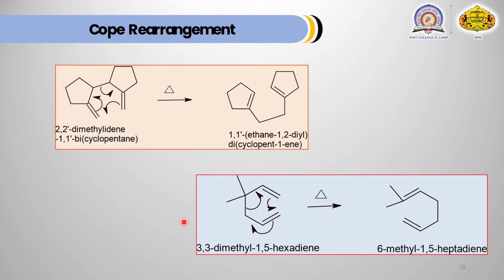This is the next example of Cope rearrangement reaction. 3,3-dimethyl-1,5-hexadiene. Once again, at the 3 position there are 2 substituents. Similar movement of sigma as well as pi bond takes place when this molecule is heated, and there is formation of the product. In this case, 6-methyl-1,5-heptadiene is obtained as a product.